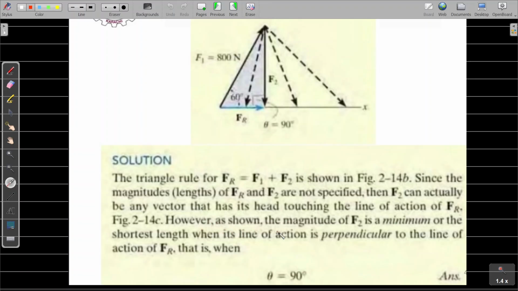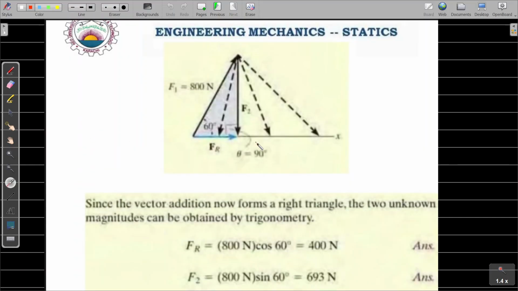However, as shown, the magnitude of F2 is a minimum, or the shortest length, when its line of action is perpendicular to the line of action of FR, which I have just explained, which is this one. But there is a condition: when you do this, you have to have theta equals 90 degrees. This condition makes F2 a minimum. All right, so this is the same condition.